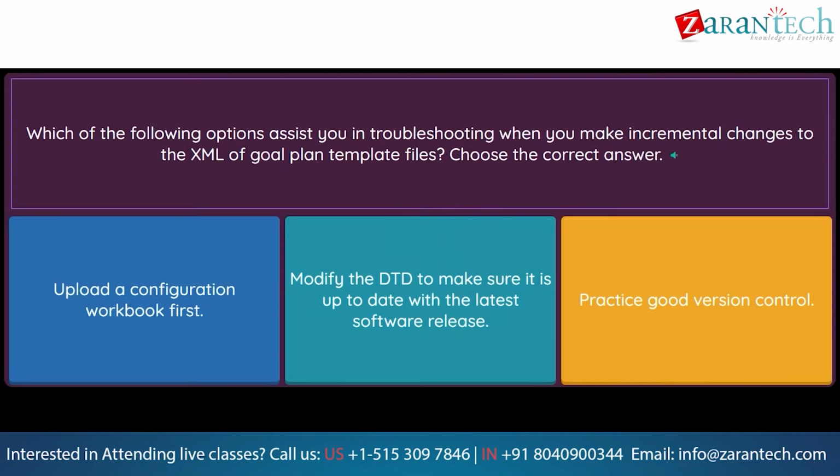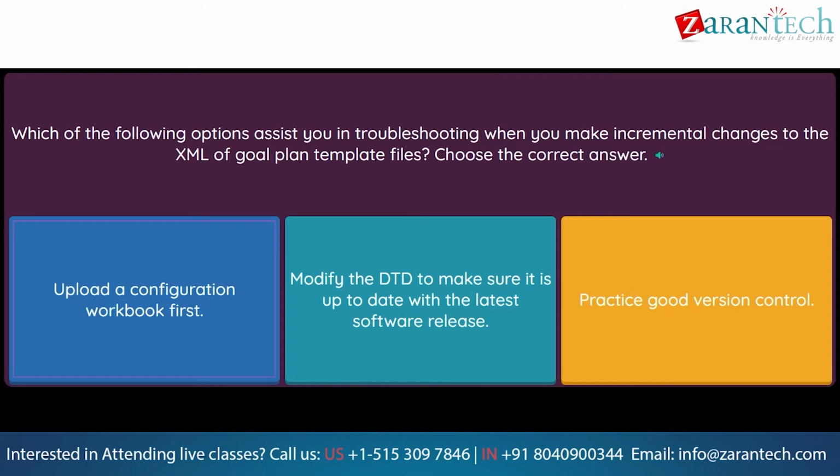Question: which of the following options assist you in troubleshooting when you make incremental changes to the XML of goal plan template files? Choose the correct answer. Option 1: upload a configuration workbook first. Option 2: modify the DTD to make sure it is up to date with the latest software release. Option 3: practice good version control.